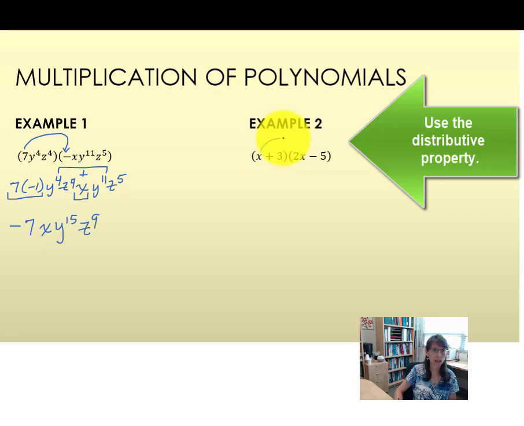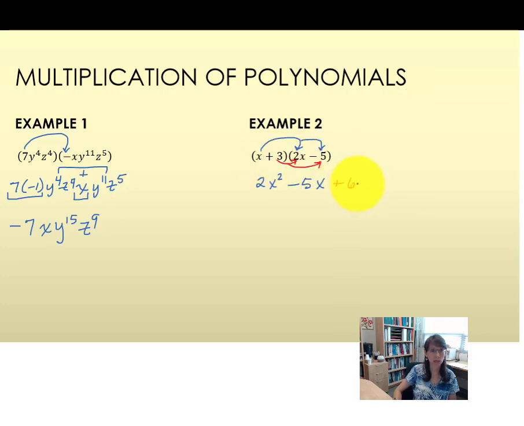I'll take x and distribute that to each term in the other quantity. X times 2x means I'm applying the power rule. So I have 2x squared. Then x is multiplied by -5, so that's -5x. My next distribution is +3 times each term in the other quantity. 3 times 2x is +6x, and 3 times -5 would be -15.